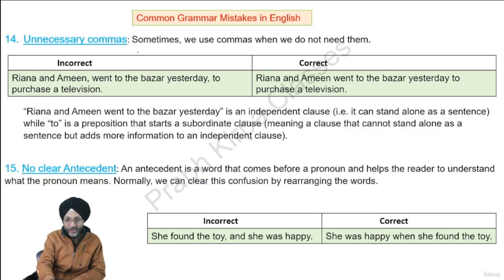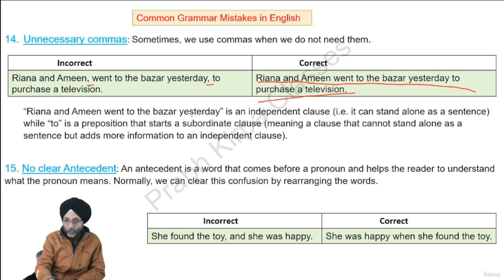Sometimes we use unnecessary commas when we are writing a sentence. We may not need them. For example, Rihanna and Amin went to bazaar yesterday to purchase a television. Here you will see we have added commas after Amin and after yesterday. There is no need of the same. The correct sentence will be Rihanna and Amin went to bazaar yesterday to purchase a television. There is no need of any comma.